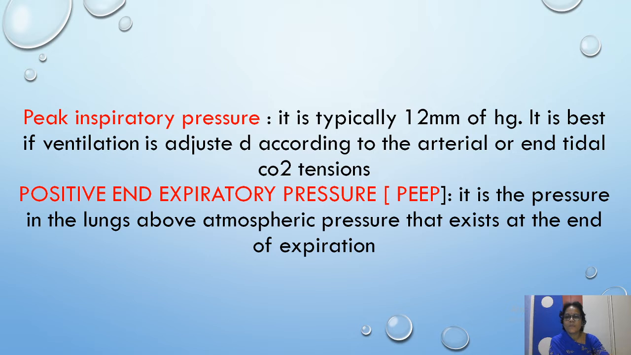Next is peak inspiratory pressure. It is typically 12 mm of mercury. It is best if ventilation is adjusted according to the arterial or end tidal carbon dioxide tensions. Next, positive end expiratory pressure, which is also called PEEP. It is a pressure in the lungs above atmospheric pressure that exists at the end of expiration. Even at the end of expiration, some amount of air will be there in the lungs, and that air is responsible for creation of pressure. That pressure will be more than the atmospheric pressure. This pressure gradient is responsible for movement of air or ventilation.